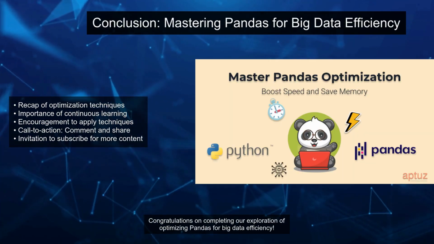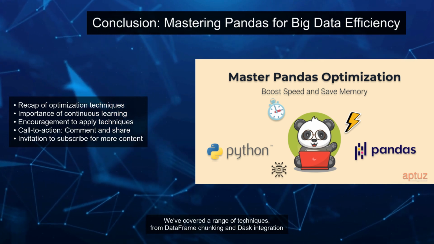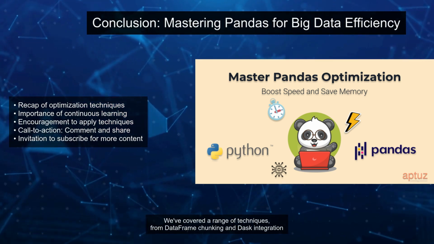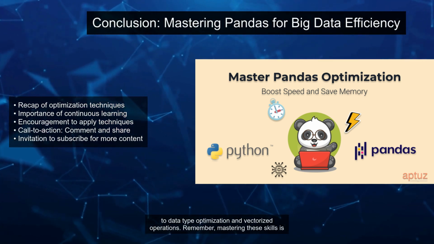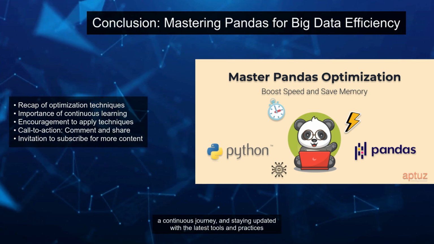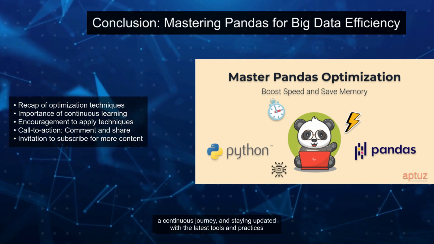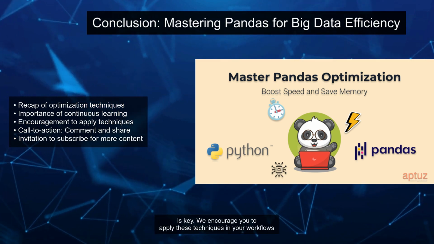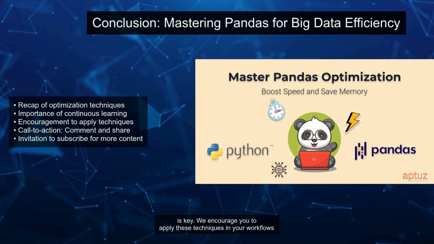Congratulations on completing our exploration of optimizing Pandas for big data efficiency. We've covered a range of techniques, from DataFrame chunking and Dask integration to data type optimization and vectorized operations. Remember, mastering these skills is a continuous journey, and staying updated with the latest tools and practices is key.